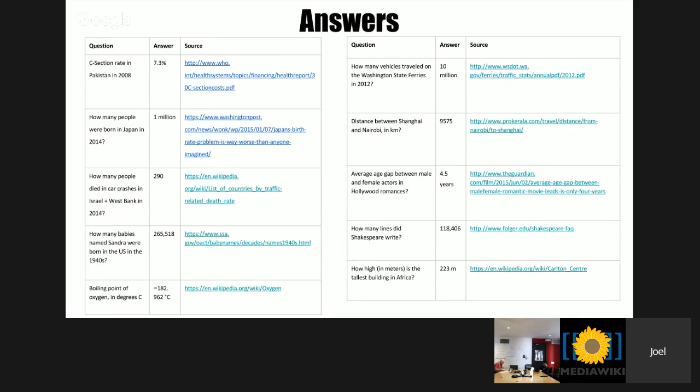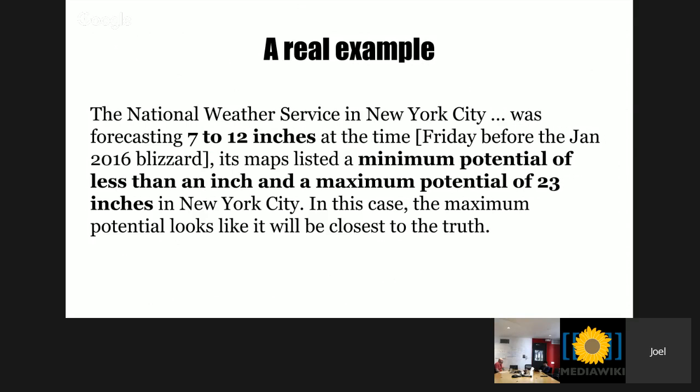So let me show one real-world example, which is the blizzard last month on the East Coast of the United States. The final forecast before it really hit was 7 to 12 inches, but they also showed a range of between less than an inch and 23 inches of snow. And the actual amount of snow in New York City was, I think, around 23 inches. So you might think that forecast is useless. Like almost any day you could say there's between less than an inch and 23 inches of snow in New York City. If you make that between 0 and 23, you could issue that forecast every single day.